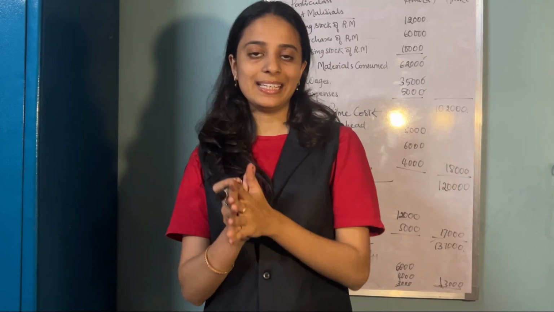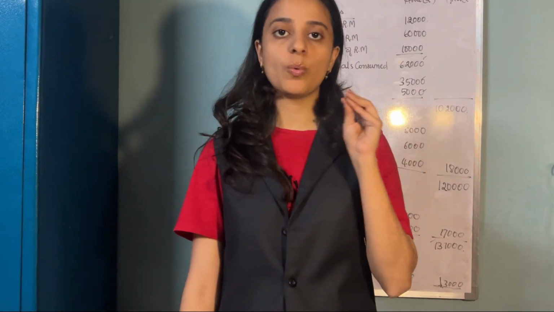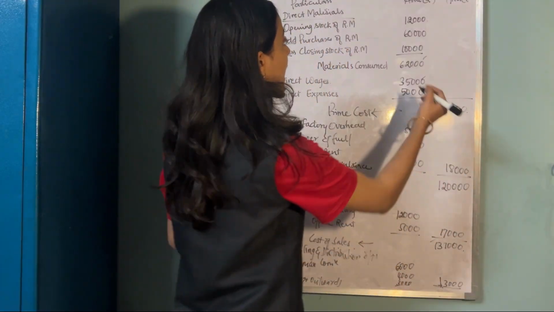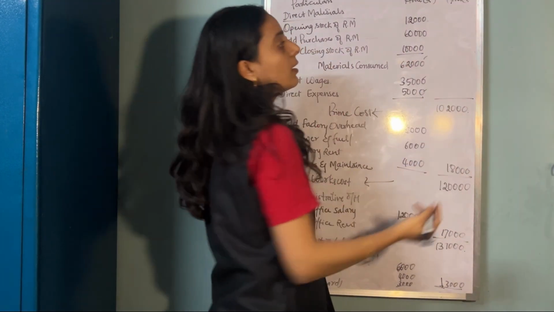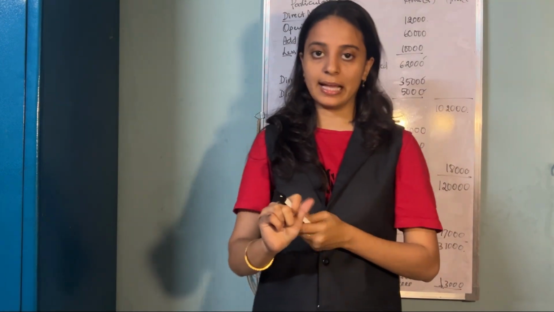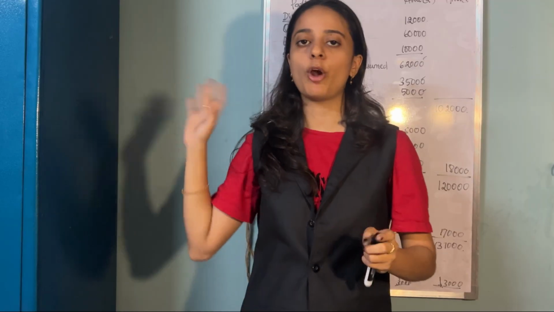Sales value is given in the question. How much is that? 1,80,000 sales value is given in the question. Cost is 1,50,000. So what will be our profit? Profit will be around rupees 30,000. So, very simple problem. If you understand the format thoroughly, problems are very simple.